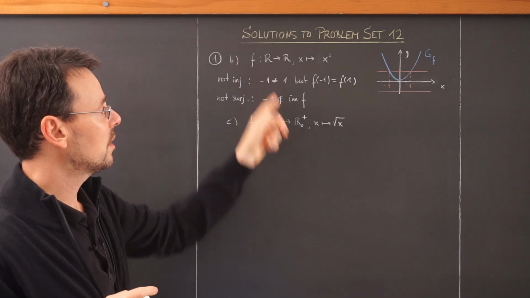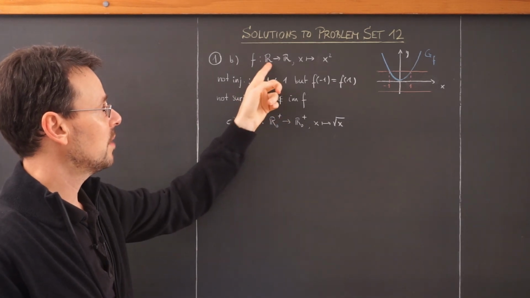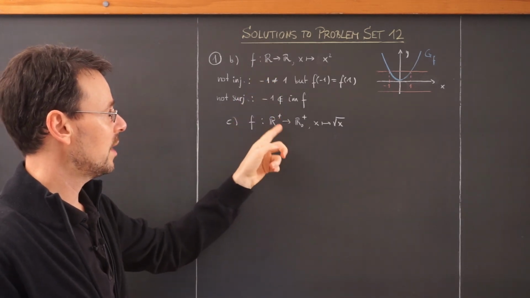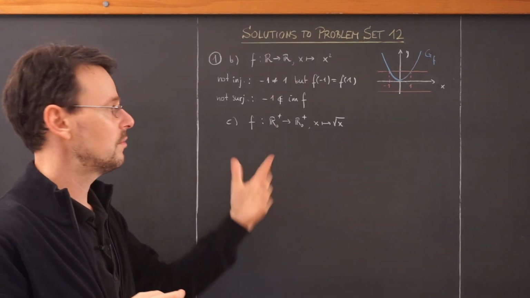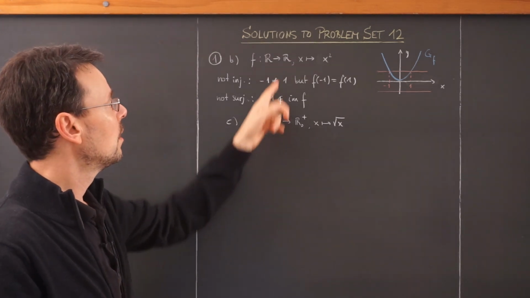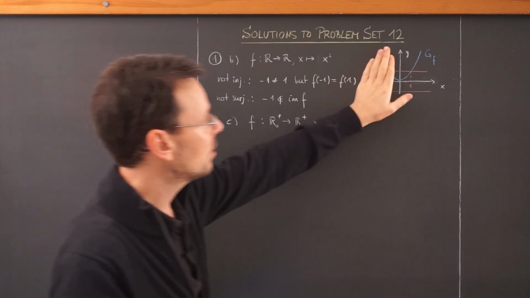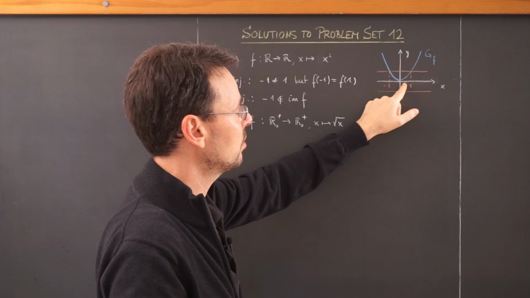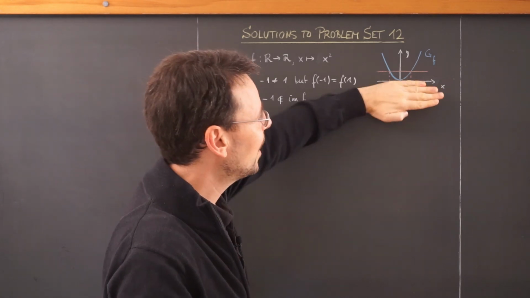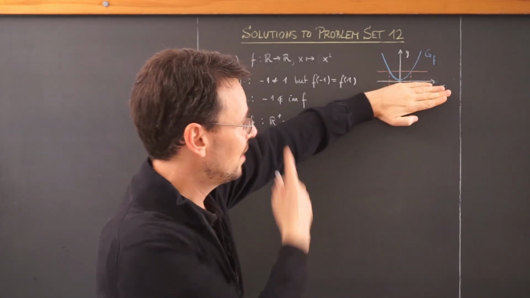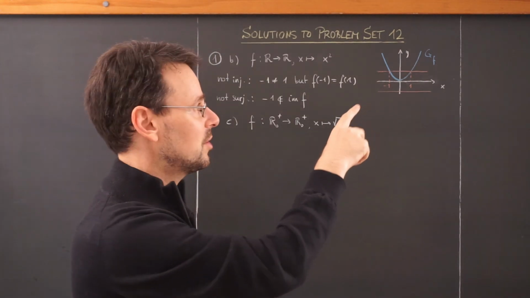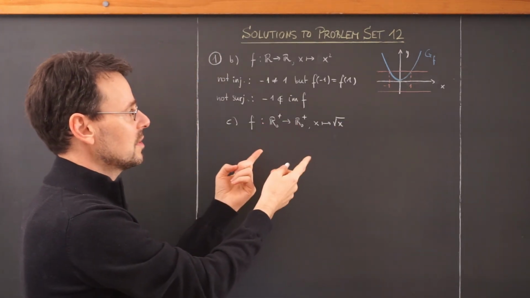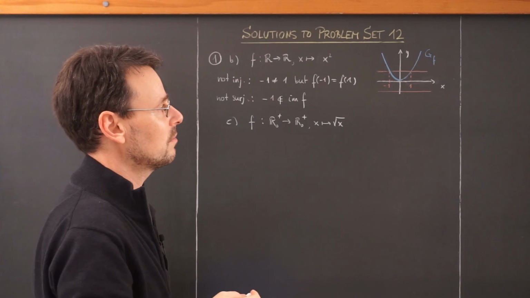If I simply regard this as a map from R sub 0 plus, meaning the non-negative real numbers, to itself, then I only have the right branch of this parabola, and this also is gone. And then it clearly is a bijective function. And here is its inverse. It is simply the square root function.